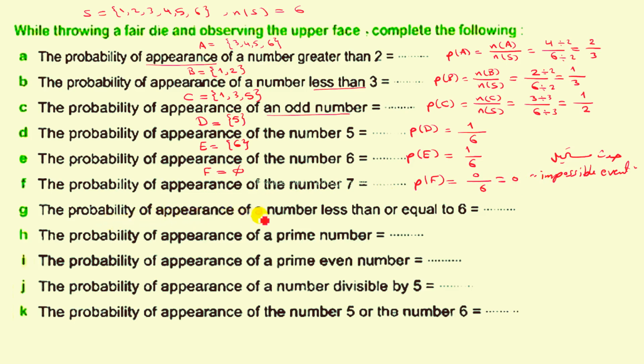Letter G, the probability of appearance of a number less than or equal to 6. يعني 6 لحد ال 1 1 2 3 4 5 6، يبقى probability of G is equal to number of elements of G 6 number of elements of sample space 6 that is equal to 1. وخلي بالك ده بنسميه sure event or certain event is called sure event or a certain event. يعني حدث مؤكد.